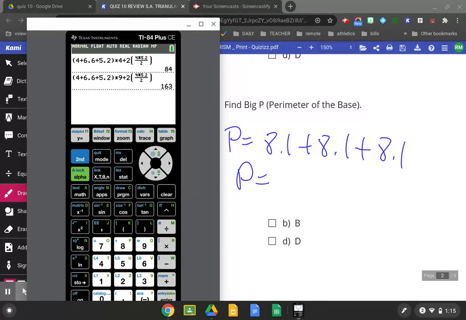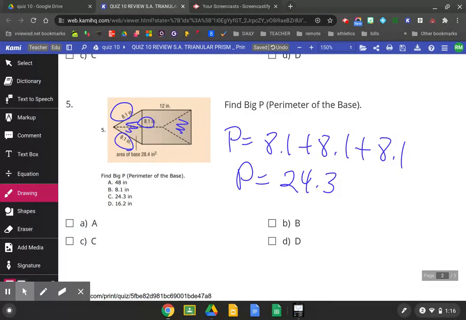Let's put that in your calculator. 8.1 plus 8.1 plus 8.1, and we get 24.3, which is letter C.